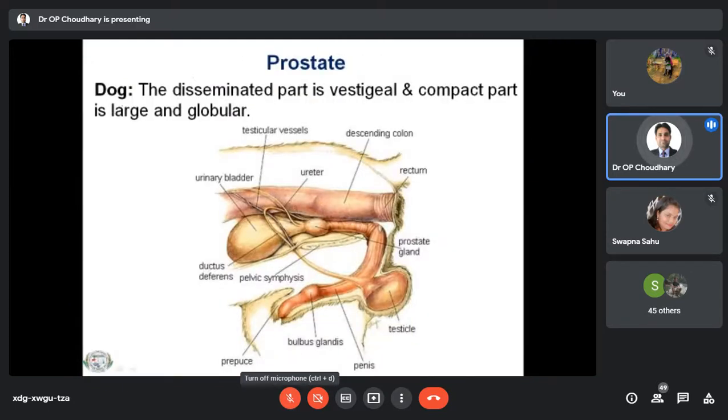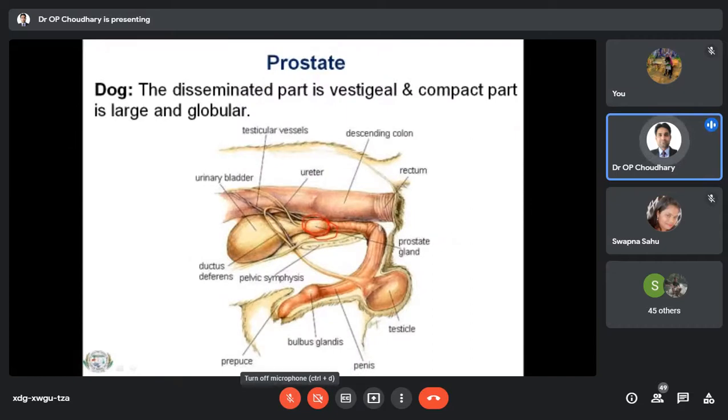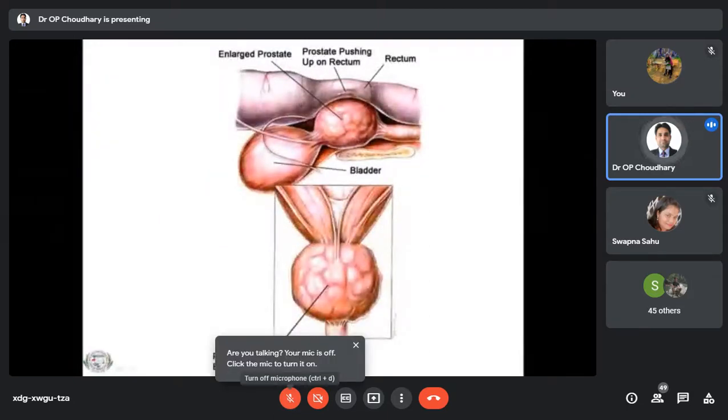Then in case of the dog, very, very important, you can see here, this is the prostate gland in the dog, and the disseminated part is vestigial and the compact part is large and globular. Very important, in case of the dog, there are some conditions associated with the prostate gland.